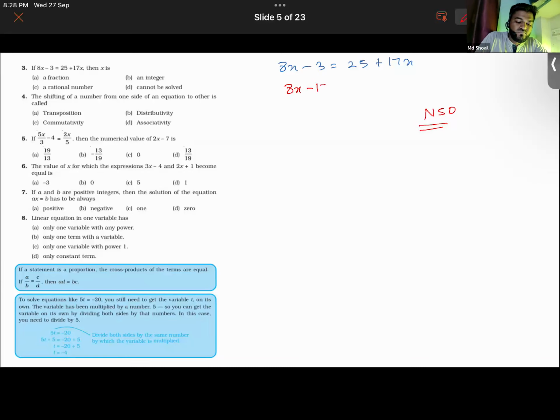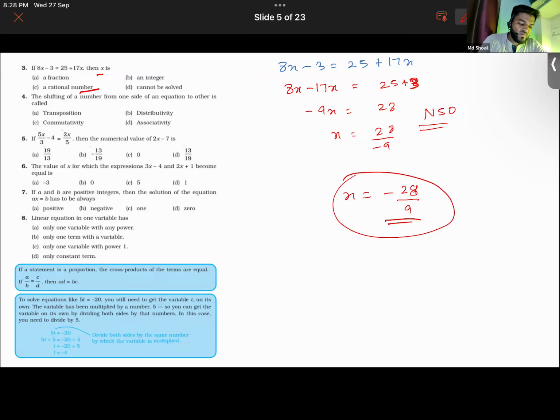I'm getting x equals to 28 upon minus 9. So I guess it cannot be solved. Okay, why can it not be solved? You are getting x equals to minus 28 upon 9. So you just have to tell about its nature. It's a rational number. Yes, sir, it's a rational number.